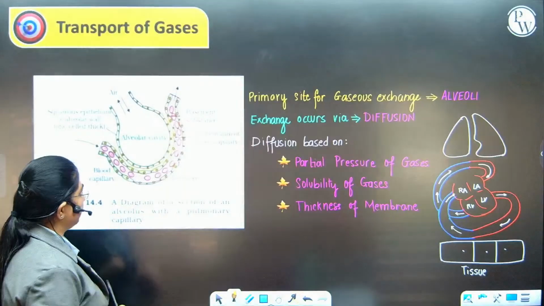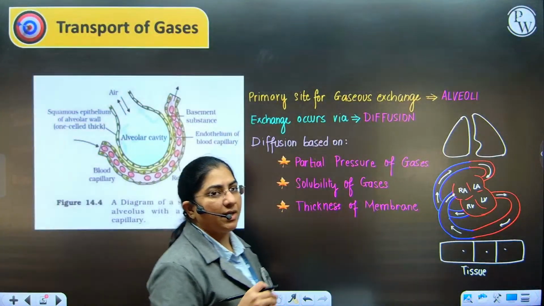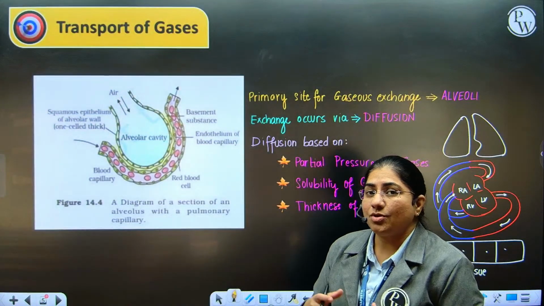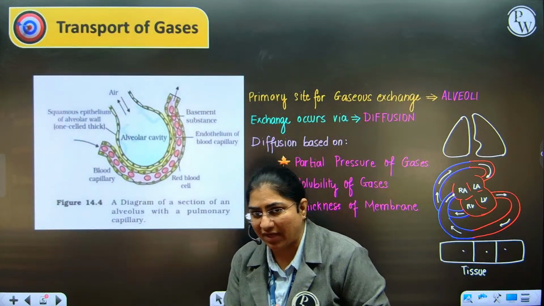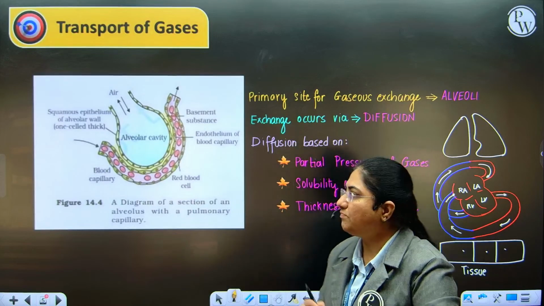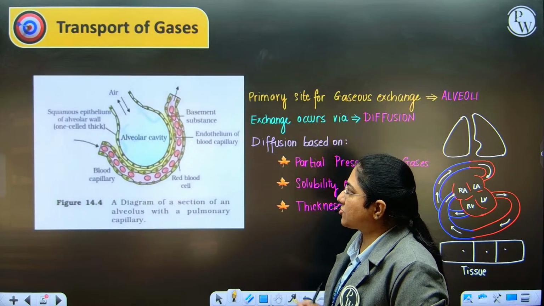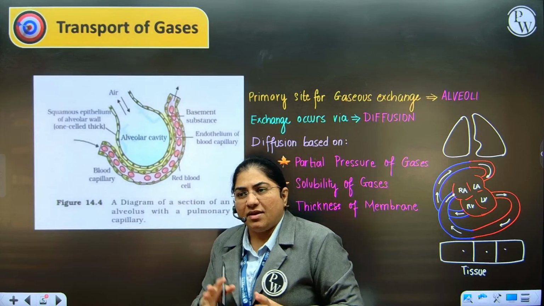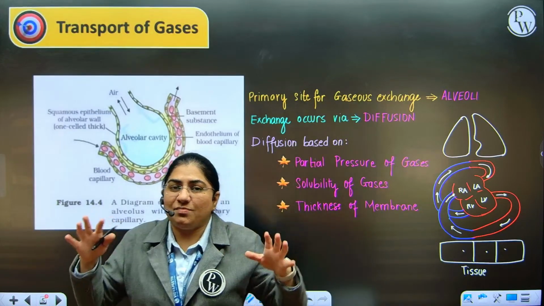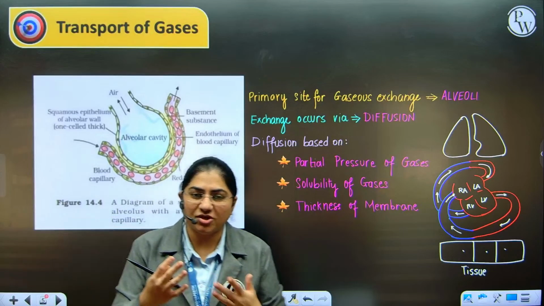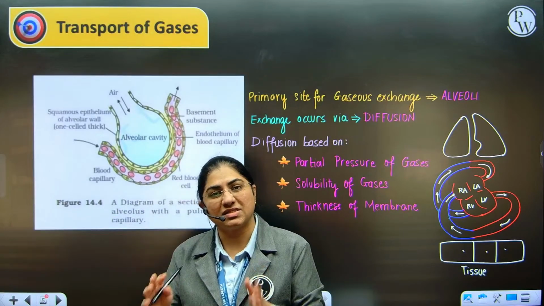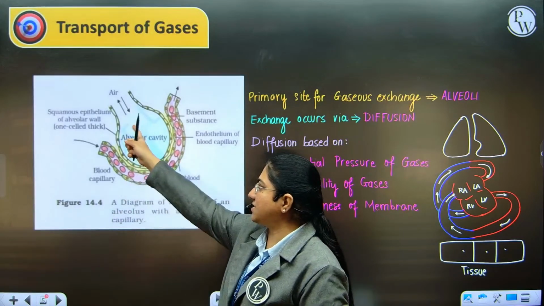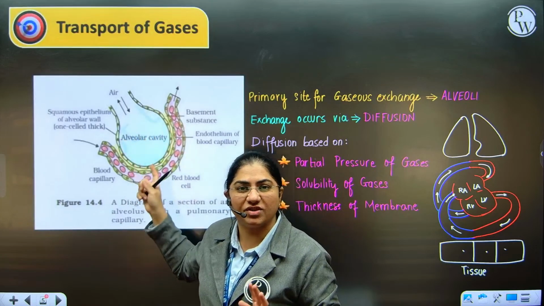So let's begin. Now, when we are talking about transport of gases and diffusion of gases, that is external respiration, transport and internal respiration, if you are talking about external respiration, which is the primary site where exchange of gases takes place? The primary site where our exchange of gases takes place is mainly the alveoli of the lungs.